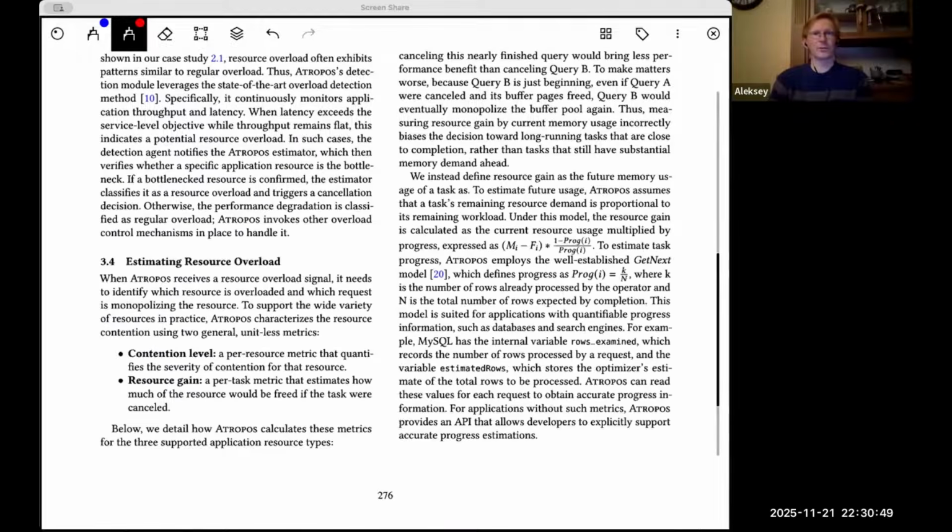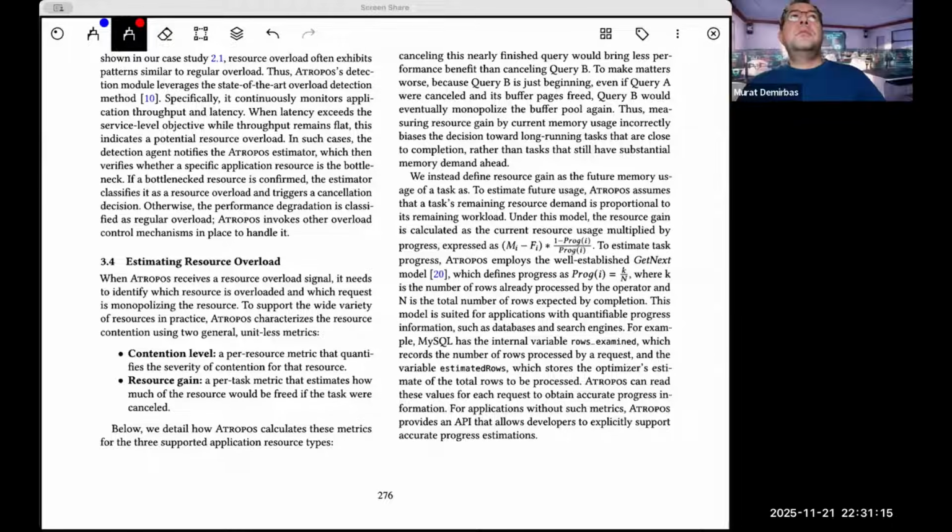Atropos has an overload detection module that periodically monitors the software's end-to-end performance to detect resource overload and trigger cancellation decision. As shown in our case study 2.1, resource overload often exhibits patterns similar to regular overload. Thus, Atropos detection module leverages the state-of-the-art overload detection method, TAN. Specifically, it continuously monitors application throughput and latency.